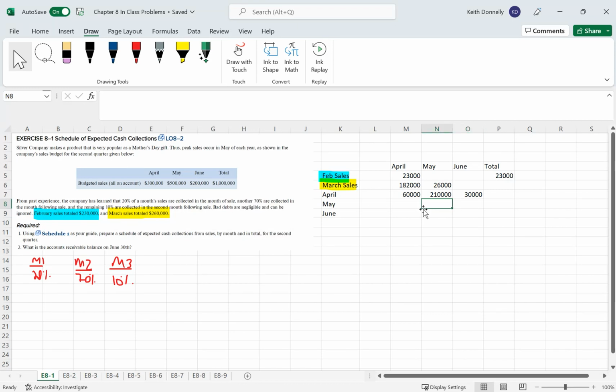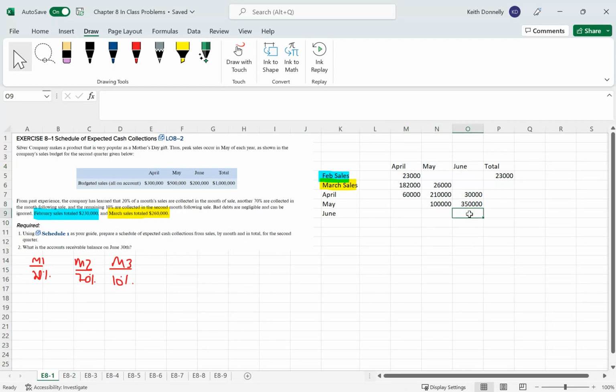Then for May, they're saying 500,000. So in the month of sale, times 20% in month one. This one's going to be 500,000 times 70% in month two. We're not worrying about after that because, again, they're just asking us to do the schedule for the quarter there, for those 3 months, cash collections.